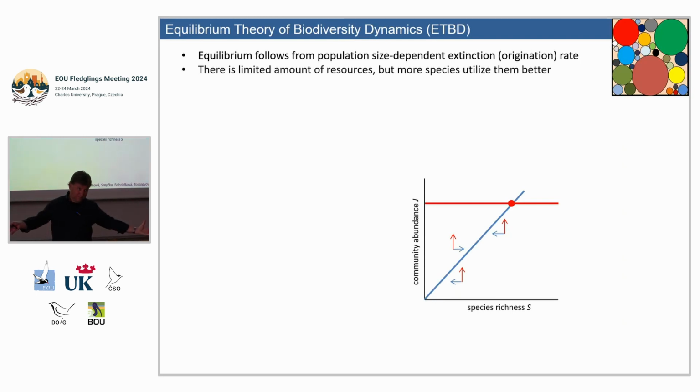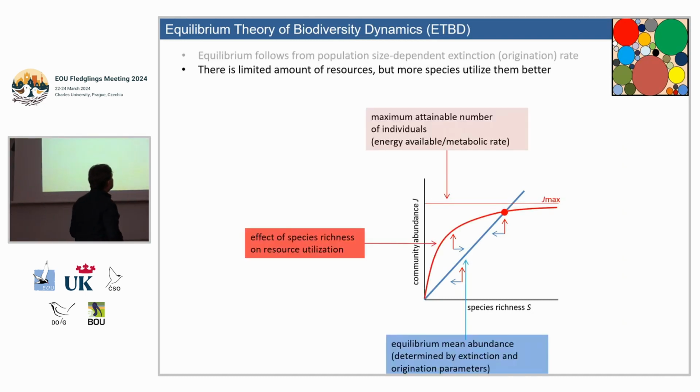the species themselves, by the birds, right? So it is not driven simply by the environment. Let's say this environment, this tropical forest or savanna, has this particular total community abundance. No, we are saying that more species means actually better utilization of the resources. So that in the end, actually higher species richness means higher community abundance.